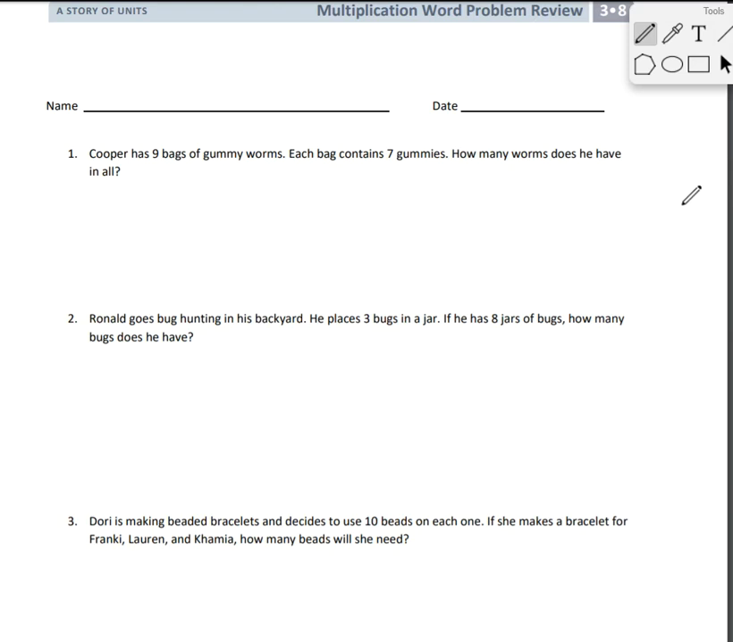It says Cooper has 9 bags of gummy worms. Each bag contains 7 gummies. How many worms does he have in all? So I have 9 bags. So we can do 9 by 7. Or you can always draw your groups.